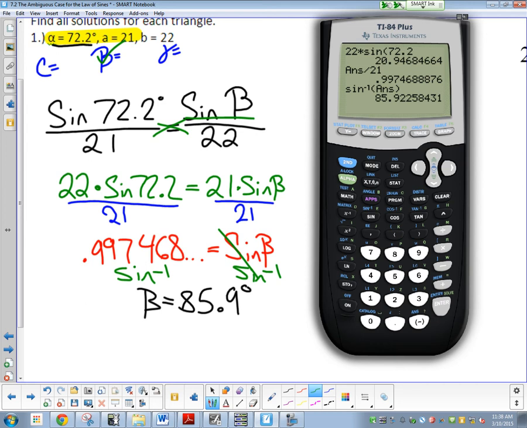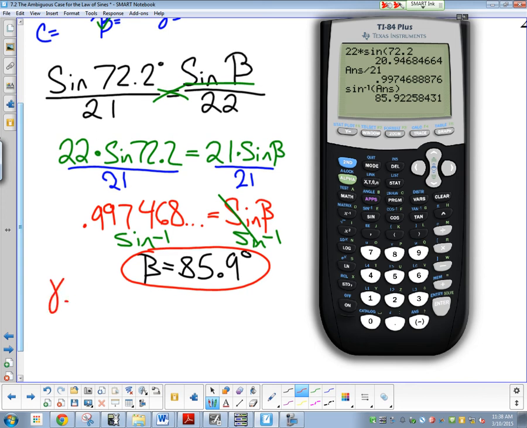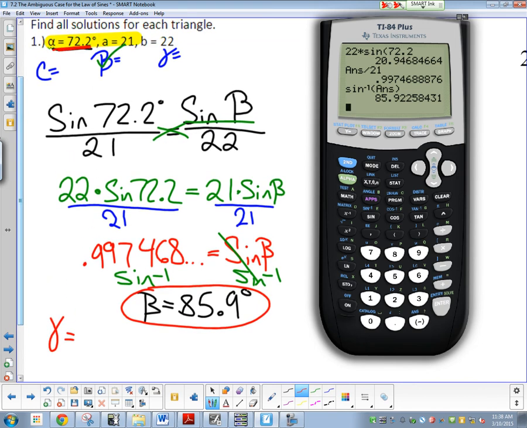Make sense there? Okay? So I've got that solved. Cool. What else do I need to solve for? Josh, you think gamma is the next easiest thing to solve for? Why is gamma going to be easy to solve for here? You know 2 angles. I know 72.2 degrees, and I know that I just found 85.9. So finding gamma is going to be pretty easy. All I need to do is subtract from 180. So 180 minus 72.2 minus 85.9.